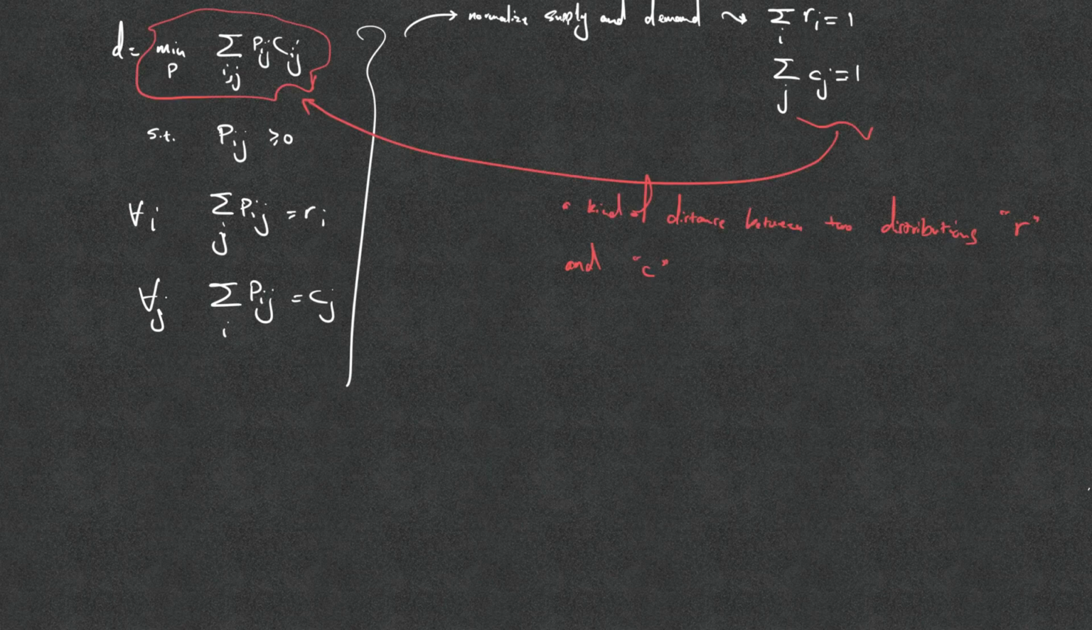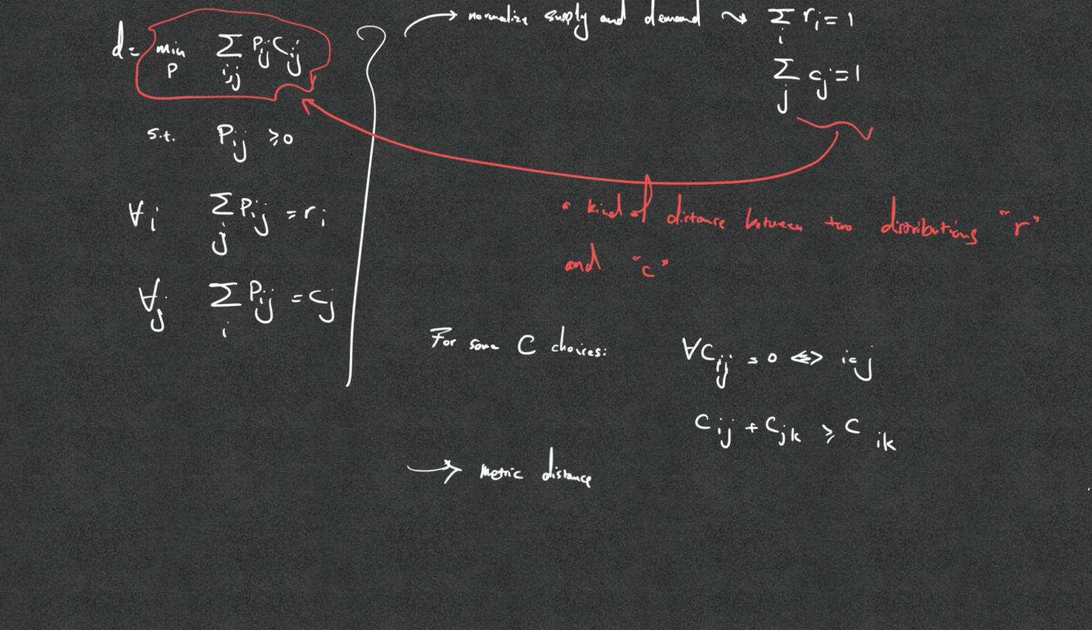Now with that knowledge, you can see that this distance D is going to be kind of a distance between the distribution R and C, kind of like a check of compatibility between R and C. Now, it is plausible to assume that there are certain choices for C in which, when you look at the cost for I and J, if it is 0, it means I equals J for, let's say, the matrix Cij. And then Cij plus Cjk is kind of satisfying the triangle inequality, therefore resulting in a metric distance.